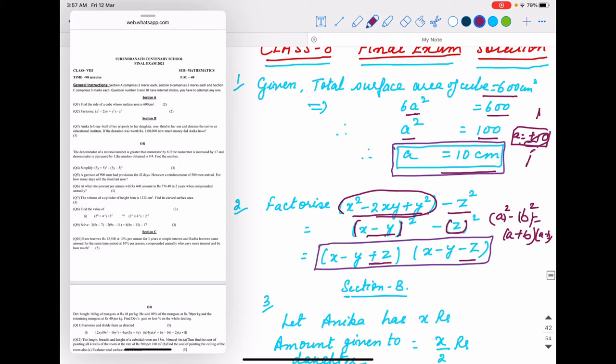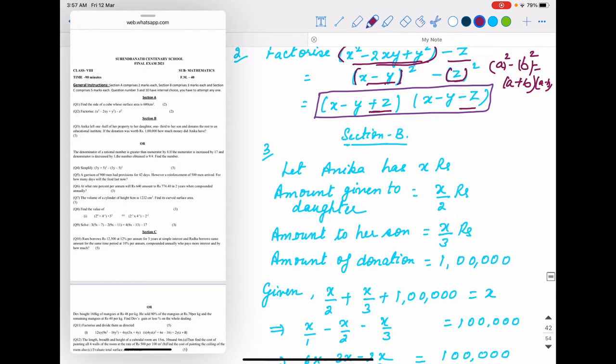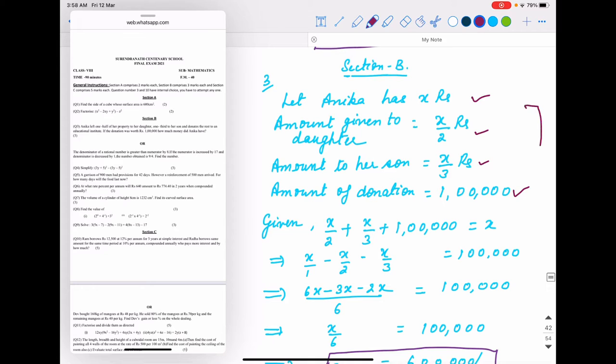Question 3 is: Anika left 1/2 of her property to her daughter, 1/3 to her son, and donates the rest to an educational institute. So we suppose that Anika has x rupees. X by 2 she has given to her daughter and to her son x by 3, and then the donation is 1 lakh. So you have to find out how much she had. So all these, x by 2, x by 3 and the donation amount, we add, that will be the total amount.